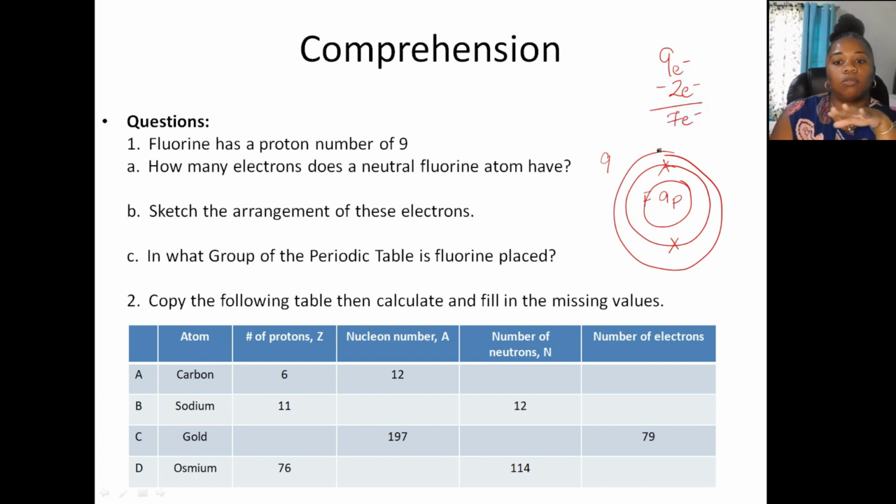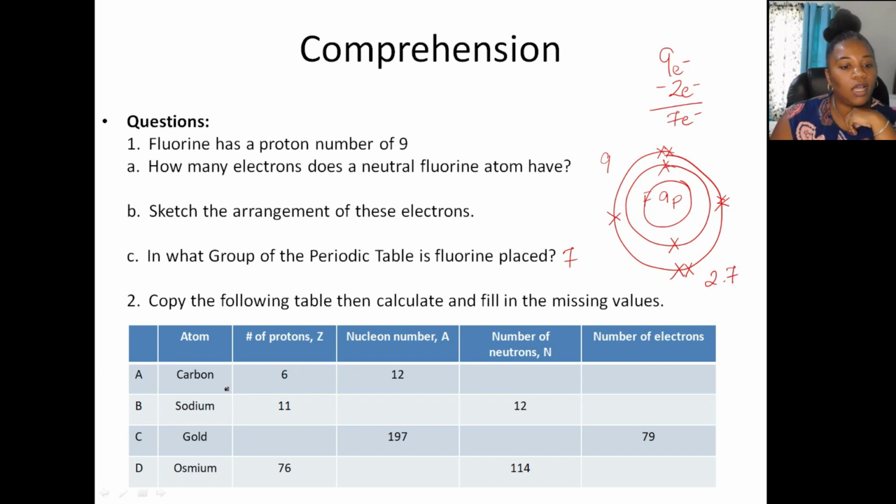And you know the maximum number of electrons the second shell can hold is 8. So we can go ahead and fill it out. If you had 8, all of the x's would be paired. But since we have 7, one of the x's would not be paired. So we have the electronic configuration being 2, 7, which shows that fluorine is in group 7, period 2. So in what group of the periodic table is fluorine placed? Group 7.